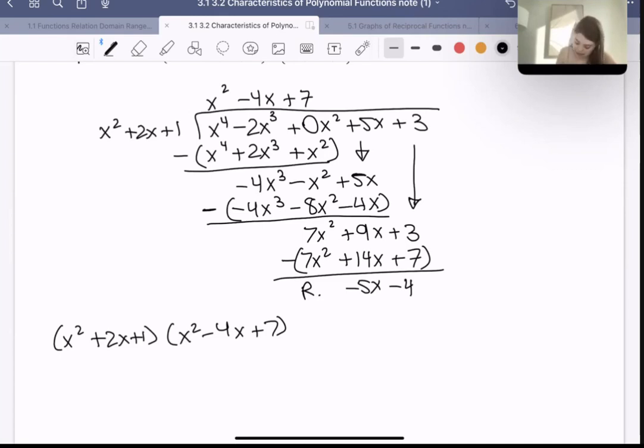And then our remainder was minus 5x minus 4, so minus 5x minus 4 at the end there. So therefore, this would be our answer. Very good.